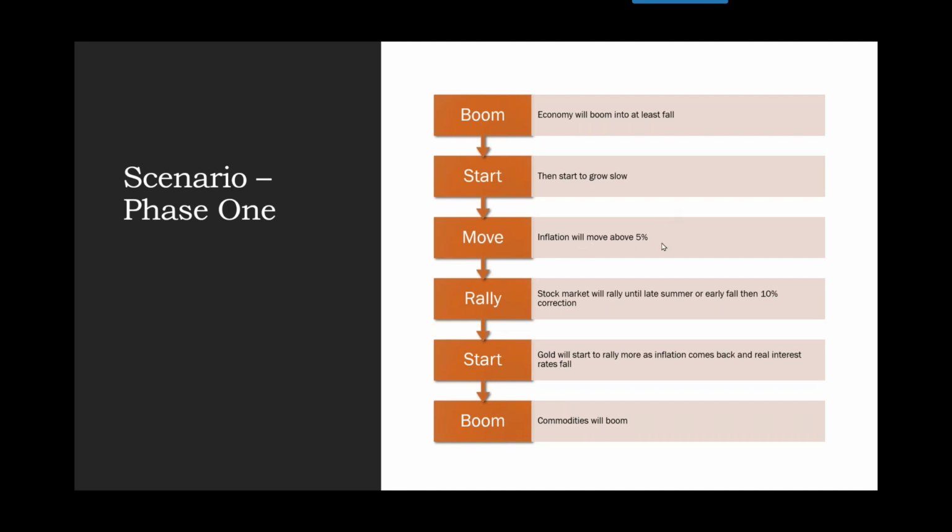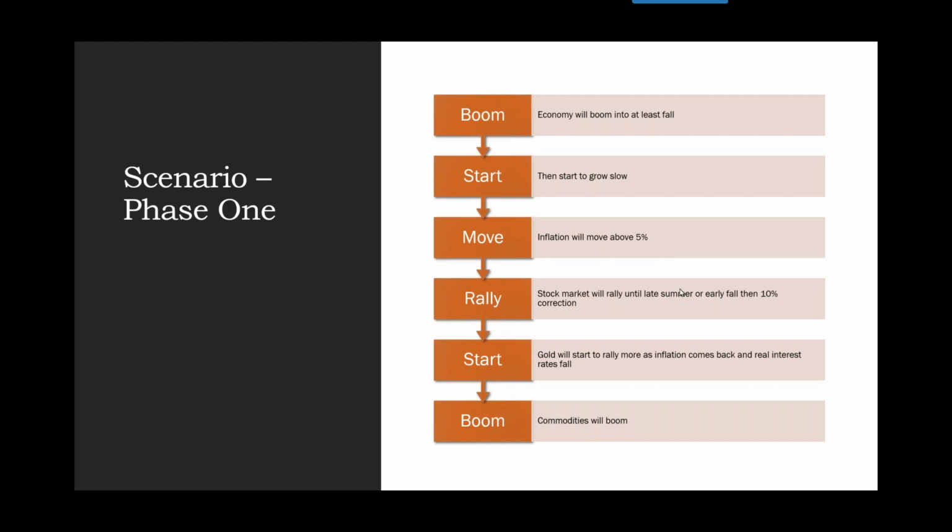Inflation will move above 5% this year, no problem at all. We just saw producer price index dramatically higher. We even have CPI released earlier this week at over 4%. So when I say it's going to be above 5%, that's like no prediction at all. But we're going to start to move towards 10% by the end of the year.